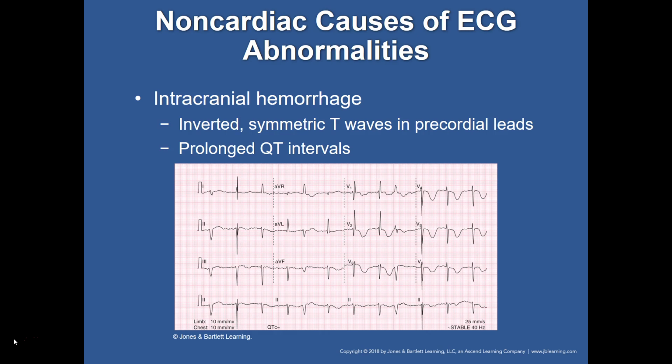So, intracranial hemorrhage. Inverted symmetric T waves in your precordial leads. We see here precordial. These are all our limb leads. See your precordial leads here. So we see how you have this inverted symmetric T wave and prolonged QT intervals. So that's going to be the main difference of what you see.